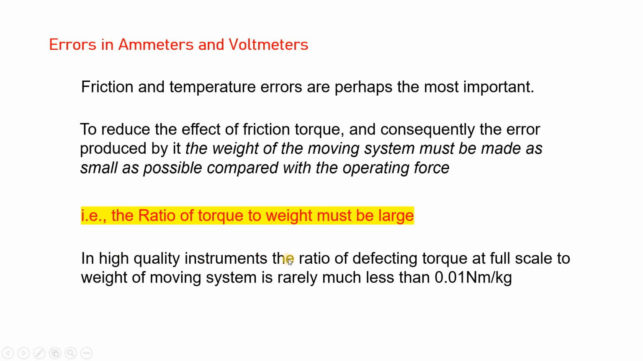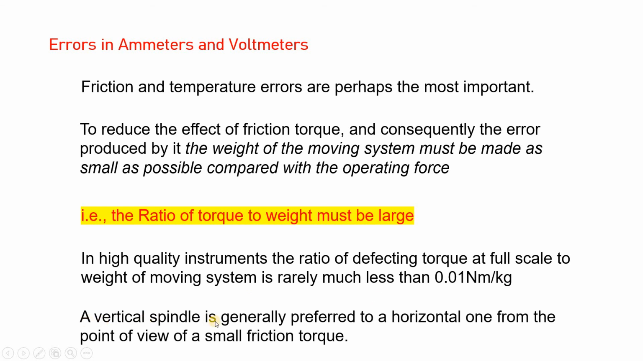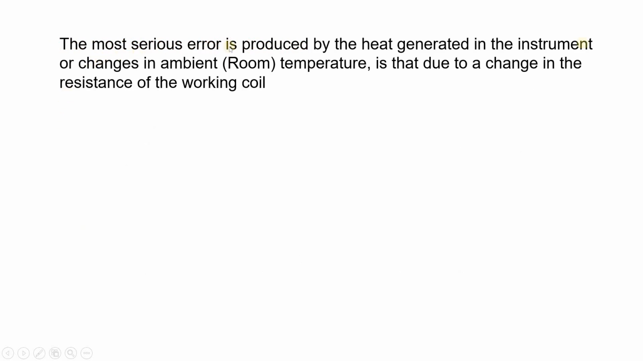So in high quality instruments, the ratio of deflecting torque at full scale to the weight of the moving system is rarely much less than 0.01 Newton meter per kg. The vertical spindle is generally preferred to a horizontal one from the point of view of small friction torque. The second one is temperature error. The most serious error is produced by the heat generated in the instrument or changes in room temperature.